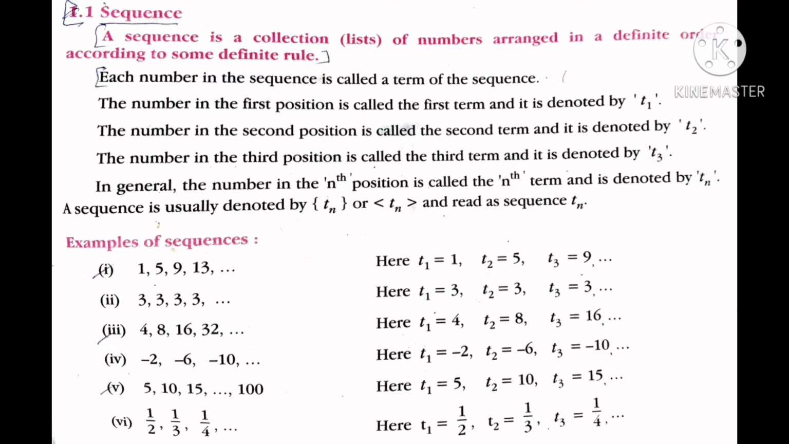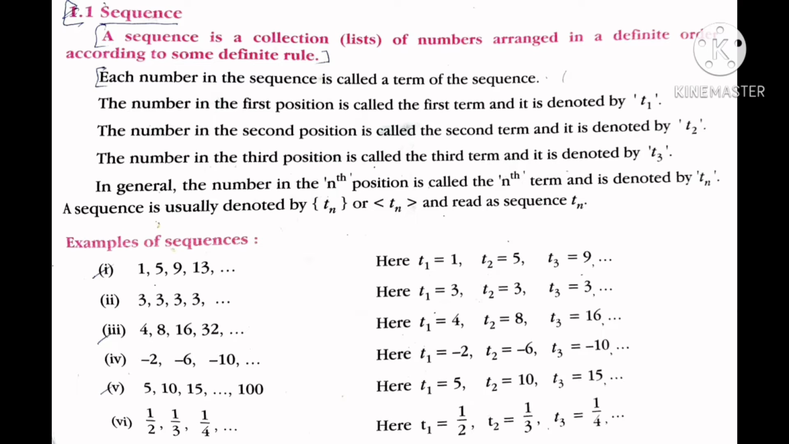when the numbers are arranged in a specific order, then it is called a sequence. So how can we define sequence? We can define like a sequence is a collection of numbers arranged in a definite order according to some definite rule. Each number in a sequence is called a term of the sequence.